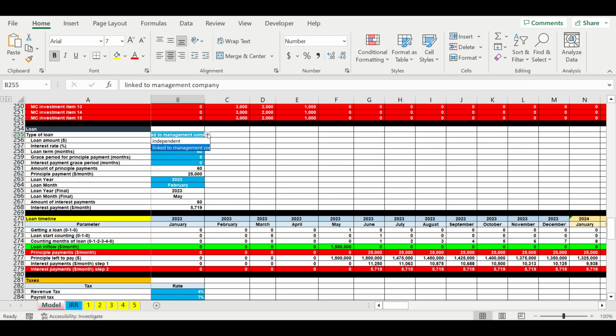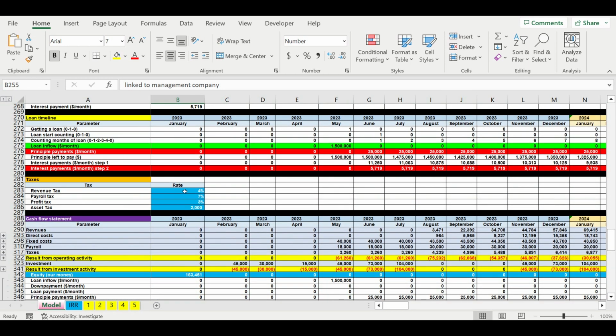Then we specify the amount of loan, interest rate, term of loan, if we have some grace period for principal payments, interest payments. Then we specify when we get this loan, if it is an independent story. Then we specify the rates for taxes.